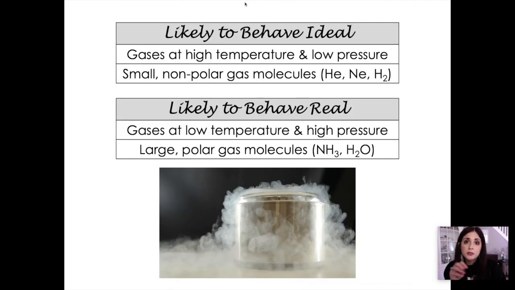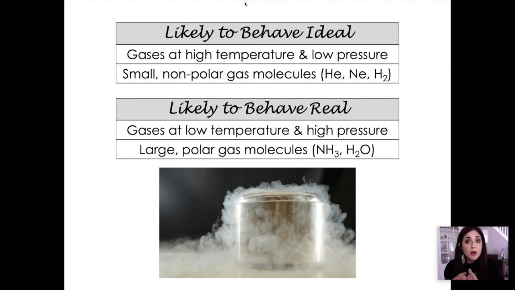So, just to go over this, gases that are likely to behave ideal are gases at high temperature, because the higher the temperature they have, the more kinetic energy they have, the farther apart they want to be from one another.